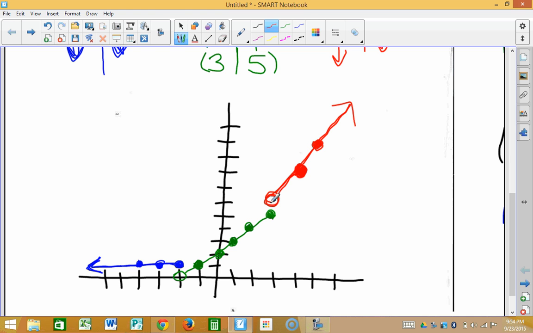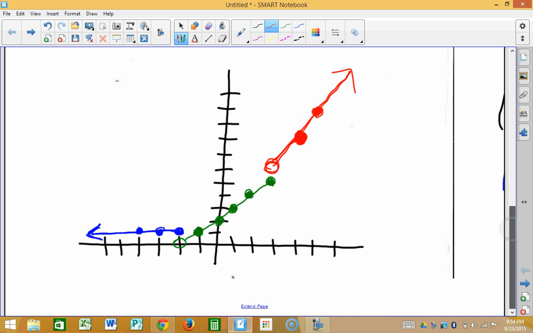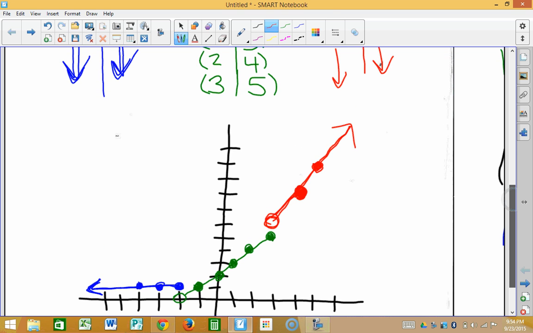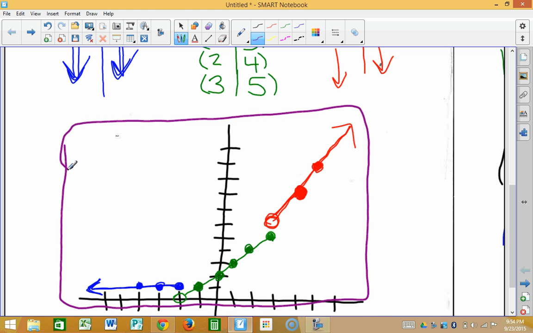So we have an open dot, a break. We have a break in the graph between the blue and the green. We have a break in the graph between the green and the red. Alright? And that's how a piecewise function works. So you're just going to draw the pieces as you make the tables. This entire graph, this whole thing, is f of x.